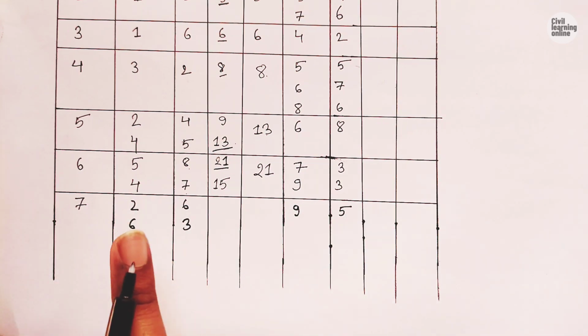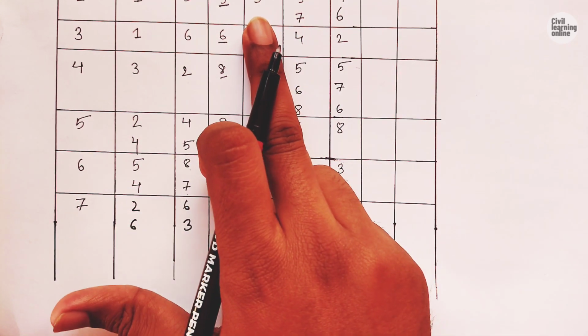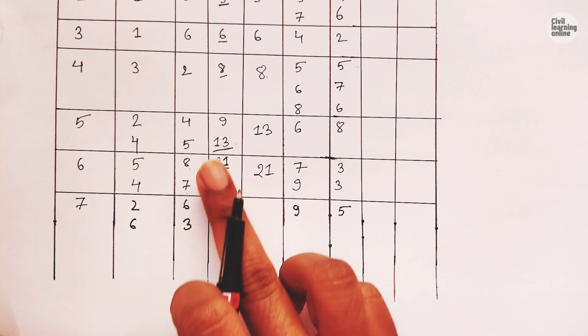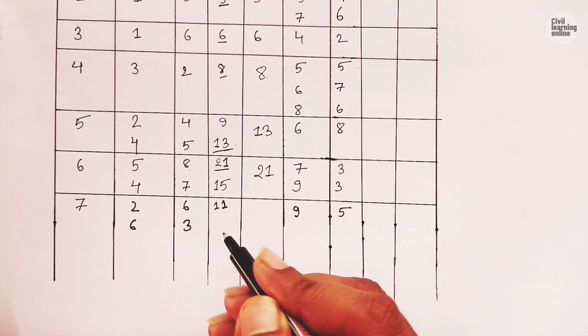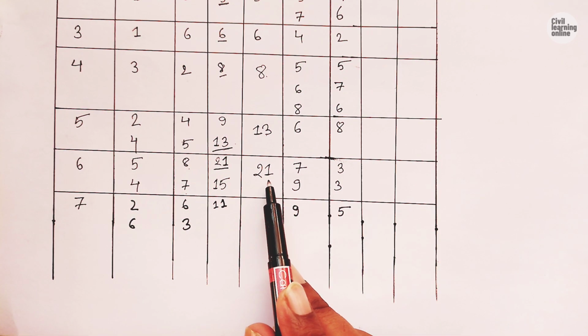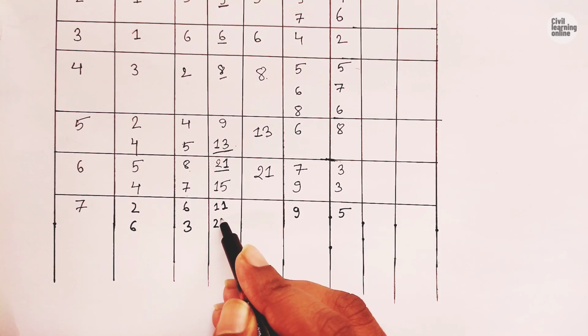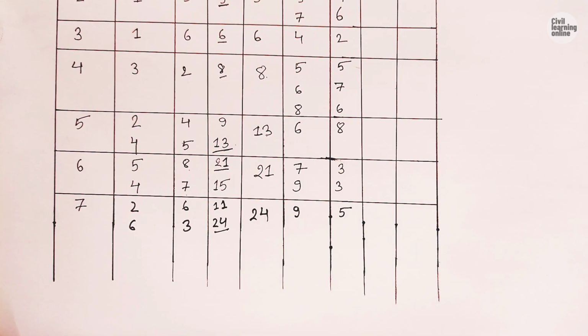Now do the addition. We have event 2, and the earliest expected time of event 2 is 5. So 5 plus 6 is going to be 11, so write it here 11. And for event 6, the earliest expected time is 21 plus 3 is 24, maximum is 24, so the earliest expected time of event 7 is 24.